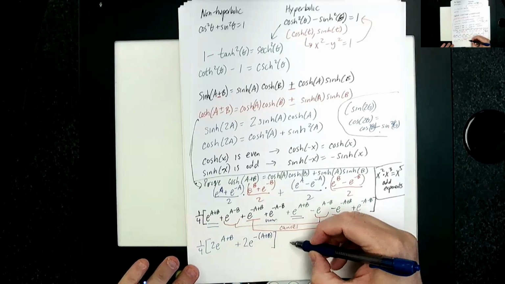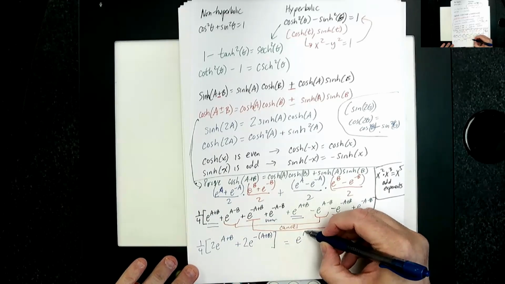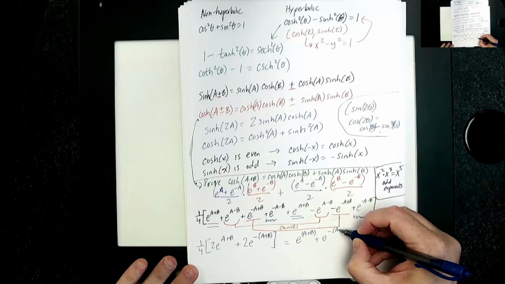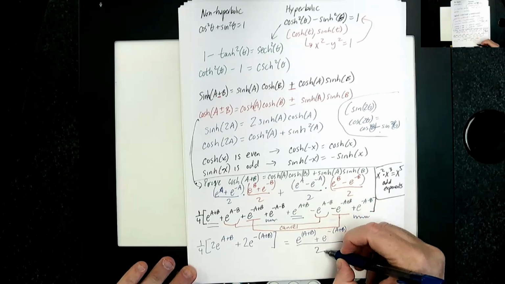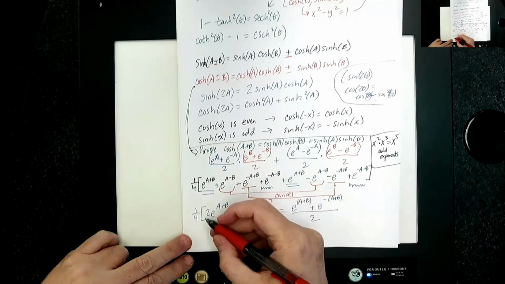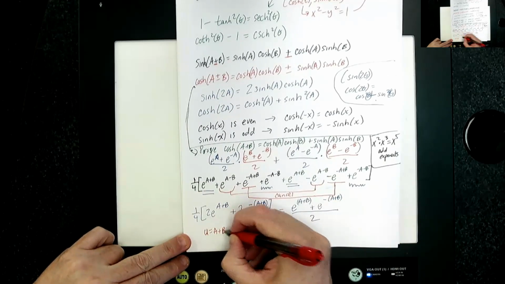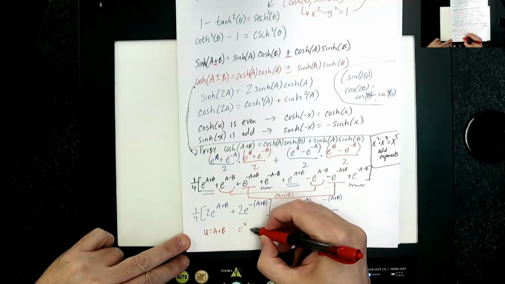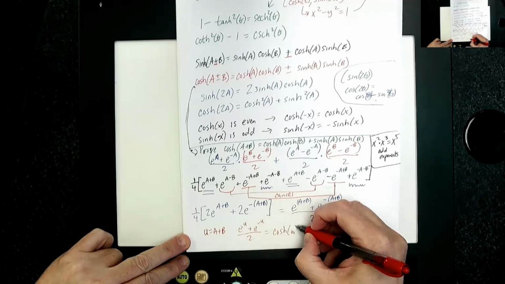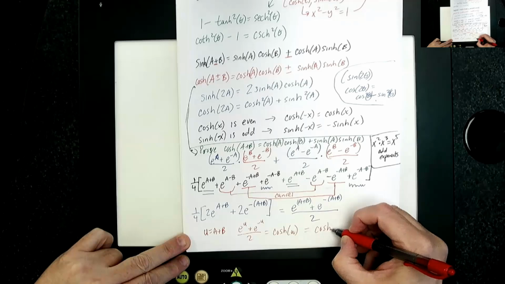Push the 1/4 in, and I've got e to the a plus b plus e to the minus a plus b over 2. If you don't see it yet, just treat u as a plus b. And we have e to the u plus e to the negative u over 2, which would be cosh u, which is cosh a plus b.